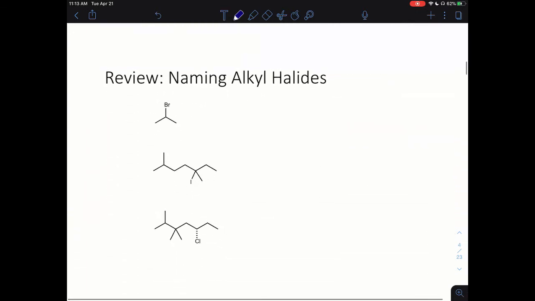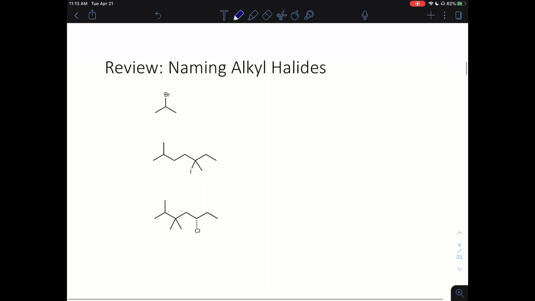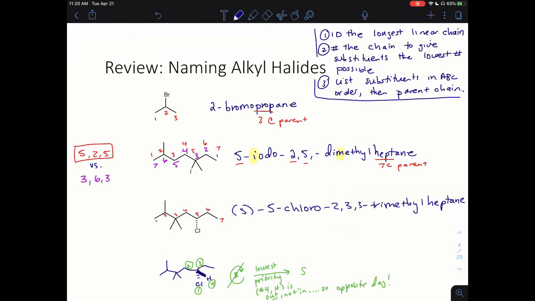Okay, we're going to review how to name alkyl halides. So at this point, I would really like for you to pause and name each of these molecules. Excellent work. Welcome back. Just be sure that you recall the rules for naming substituted alkanes, which is what an alkyl halide is. We can go through a few things.